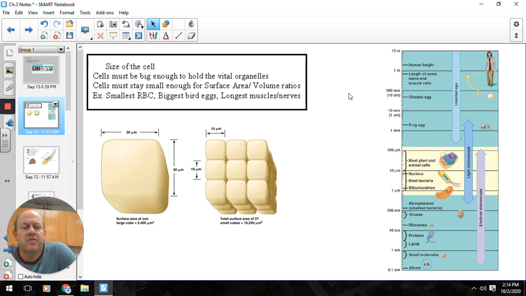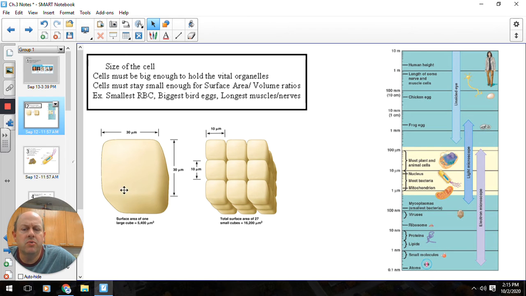Another aspect of cells is going to be their size. How big does a cell have to be? Well, it's got to be big enough to hold all of the vital organelles and all of the vital components. So the DNA and the ribosomes and all the organelles of a eukaryotic cell. But yet, there's a size limit, because if we get too big, then we are not able to be as efficient. And so that's where some mathematical principles come into play: surface area and volume.